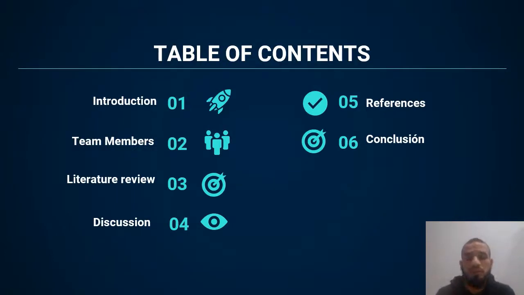So this is the table of contents of our presentation. We will start with the introduction, and then I will introduce my friends and team members. After that, we will talk about the literature review of the software packages and tools that we are going to talk about in this presentation, followed by a discussion about those tools and packages. Finally, we will have the references and conclusion.